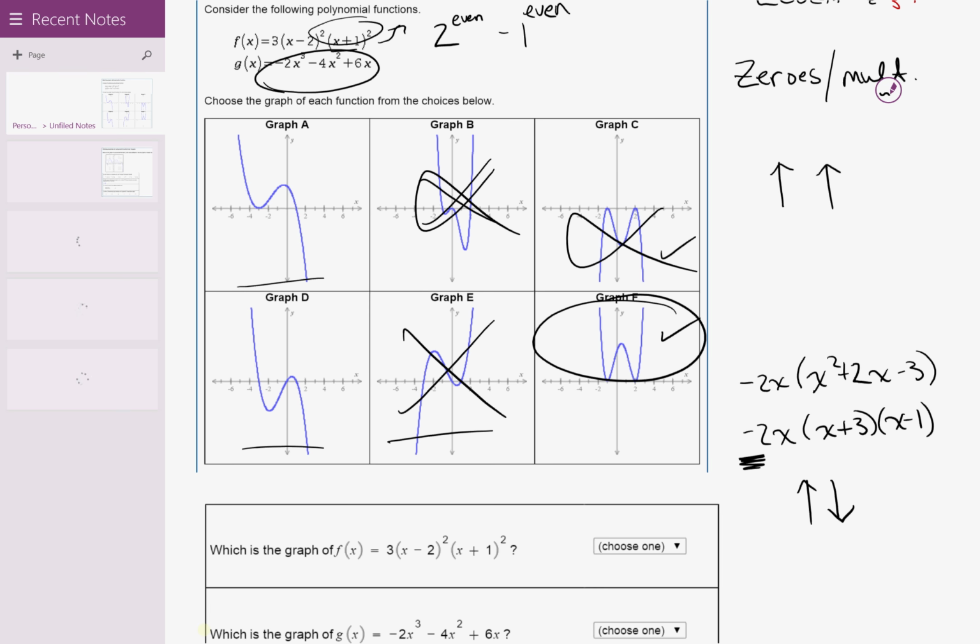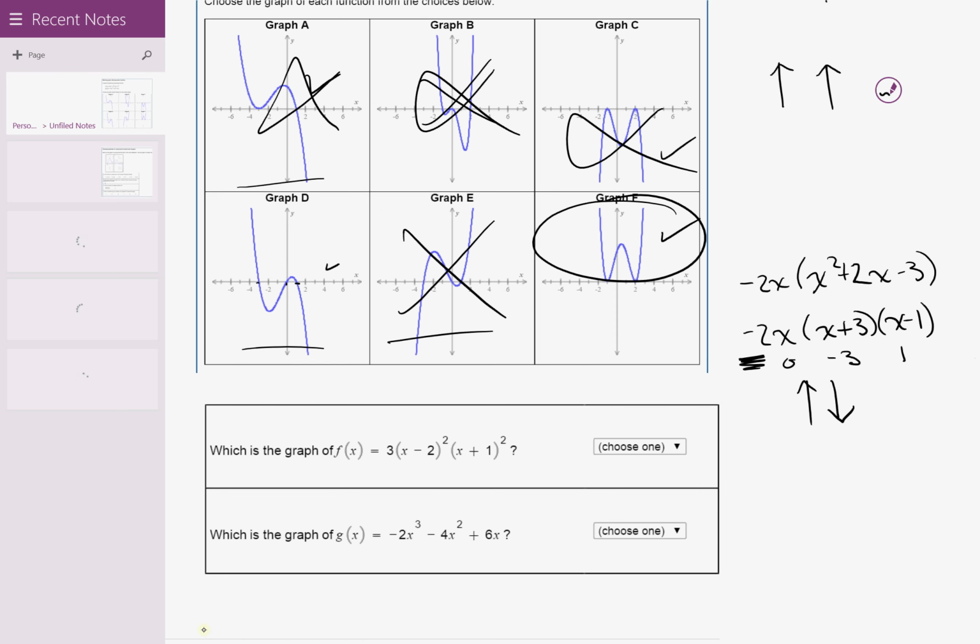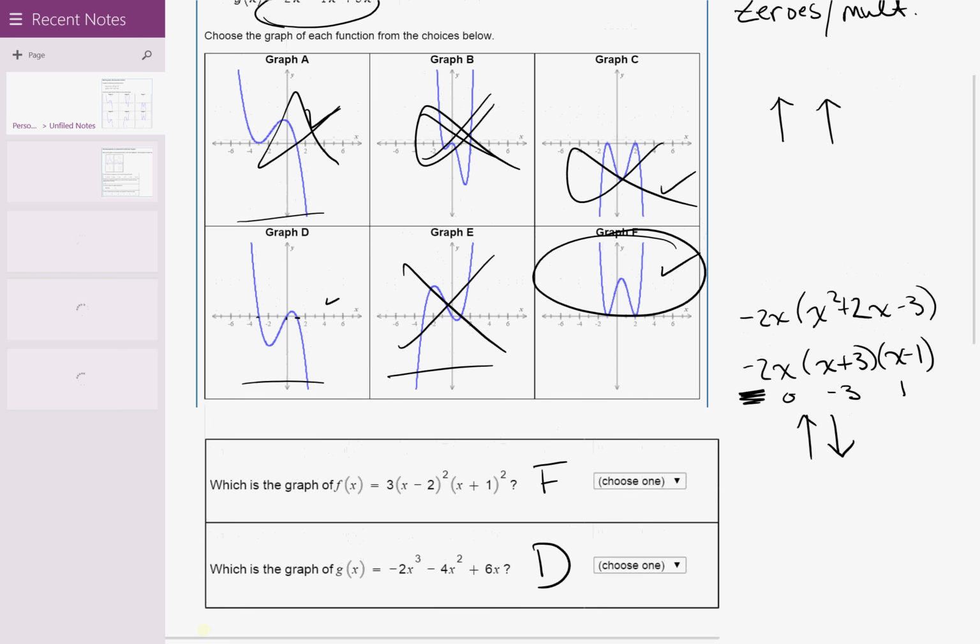And then I know I have zeros at 0, -3, and 1. So at 0 and -3 and 1, that one's acceptable. This does not have a 0 at 0, so that's not acceptable. So this one has to be f, and this one has to be d. So this is a process of elimination here. You have to look at the pictures that you're given and eliminate them based on what you know from the function rule.